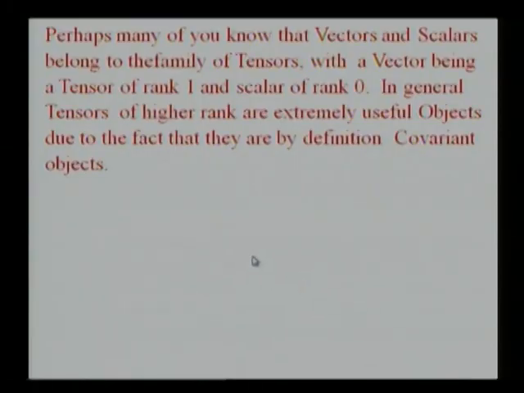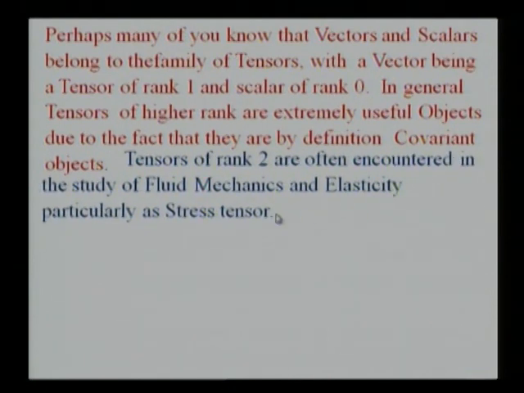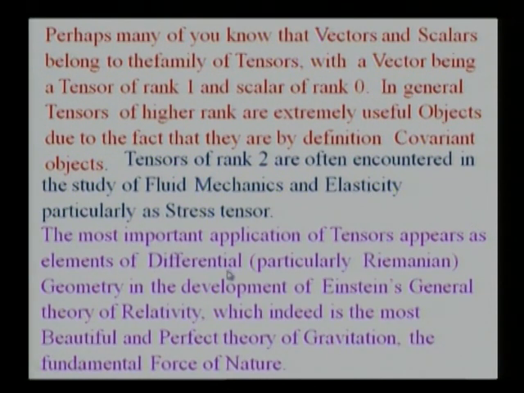Perhaps many of you know that vectors and scalars belong to the family of tensors, with a vector being a tensor of rank 1, a scalar of rank 0. In general, tensors of higher rank are extremely useful objects due to the fact that they are by definition covariant objects. Tensors of rank 2 are often encountered in the study of fluid mechanics and elasticity, particularly as the stress tensor. The most important application of tensors appears in differential geometry, particularly Riemannian geometry, in the development of Einstein's general theory of relativity, which indeed is the most beautiful and perfect theory of gravitation, the fundamental force of nature.